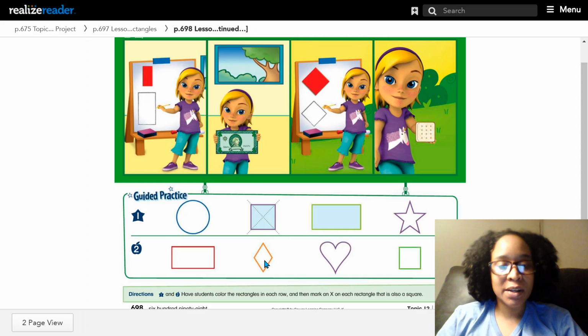So I guess your finger should be pointing to this one? Yes, then you are correct. This is a square. 4 sides, all the same length, and 4 vertices. What's that word again for the corners or the angles? Vertices. Vertices. Good job. Okay, next page.